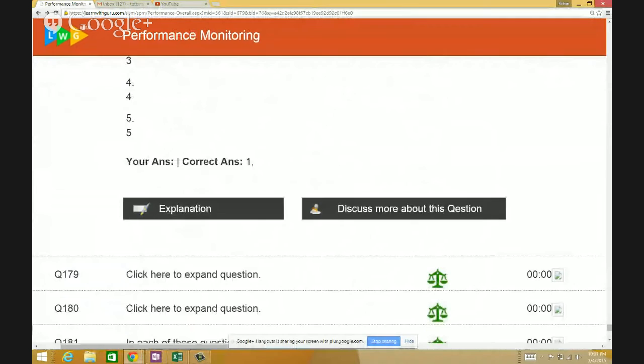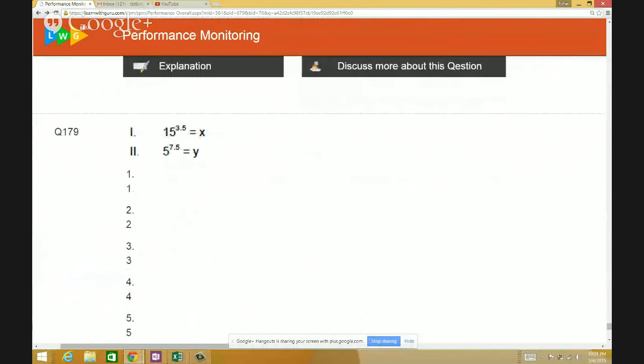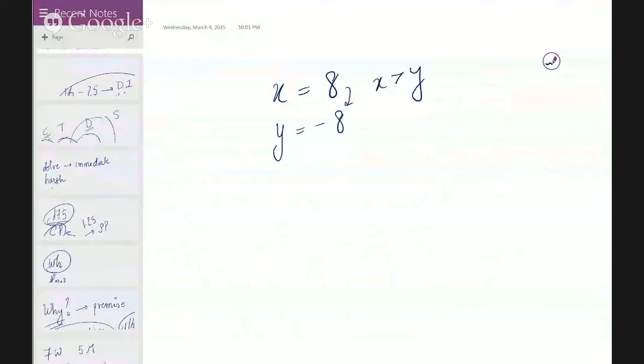All right. So let's say something like this. 15 raised to 3.5 is x, and 5 raised to 7.5 is y. So I have 15 raised to 3.5 and 5 raised to 7.5. Pretty cool. Not a big deal again. How do you do this?